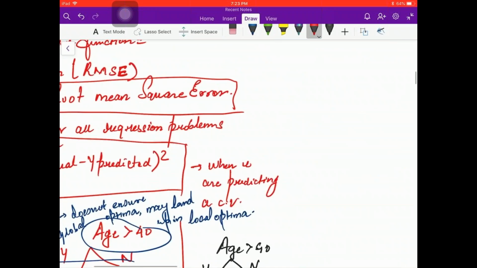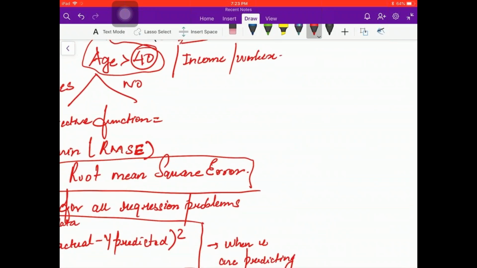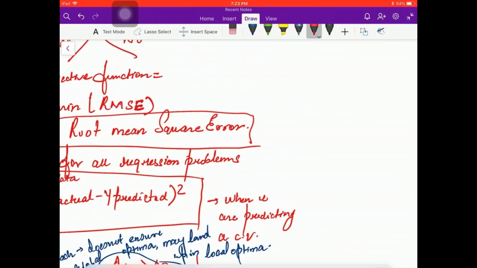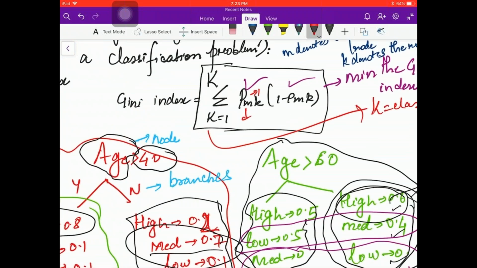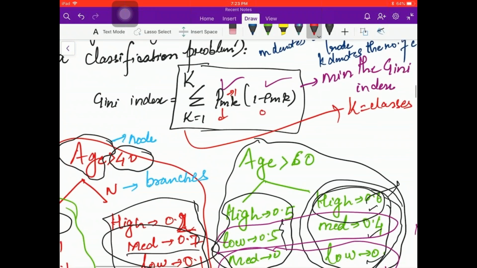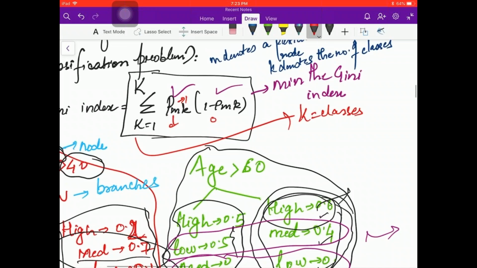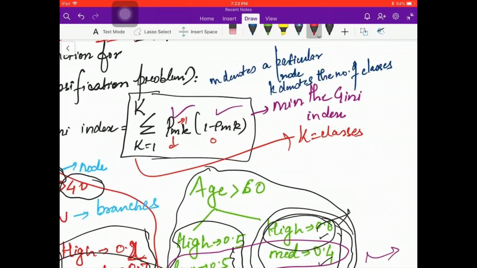Okay, so let's see the formula here. Where is the formula? So here, if one is equal to 1, the other will be 0. So in that case, the entropy will be 0. Remember this always, that whenever you are building a decision tree for a classification problem, you are trying to go to an entropy of 0. Whenever you are dealing with a regression problem, we are trying to go to an RMSE equal to 0.